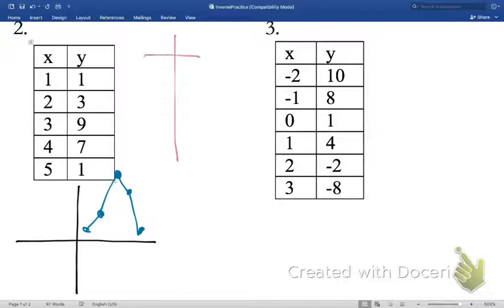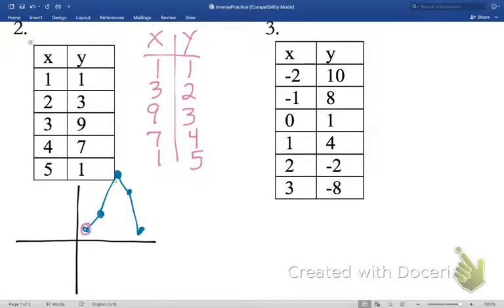Now let's do the inverse. Switch the x and the y's. Well, (1, 1) stays (1, 1). Then we have (3, 2), (9, 3), (7, 4), and (1, 5). Okay, so I still got (1, 1). The cool part is that's going to be in both our graphs.